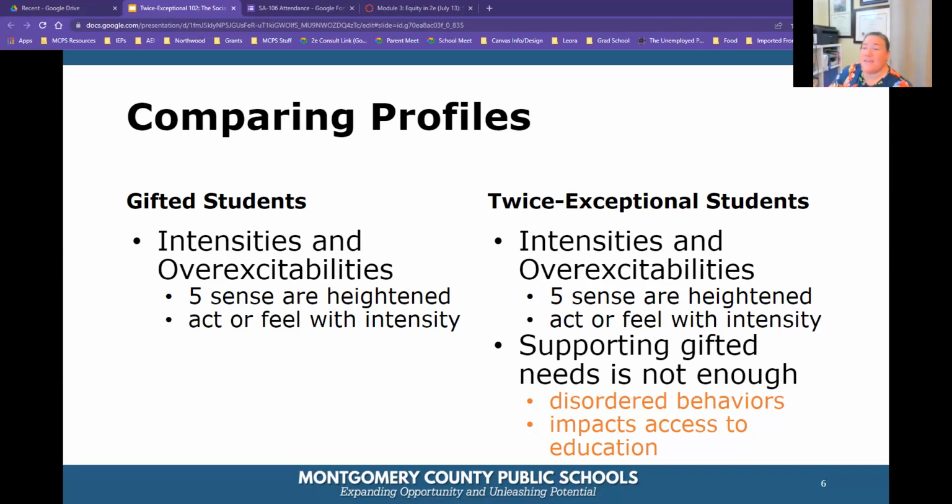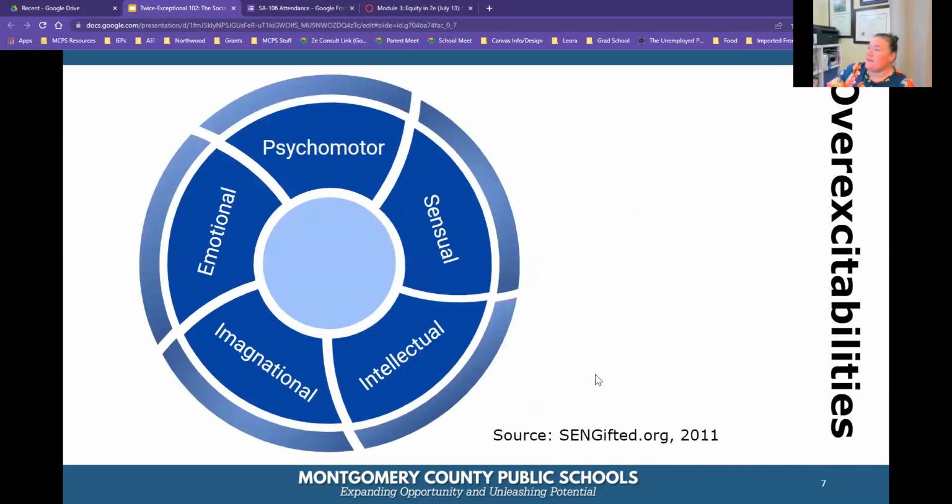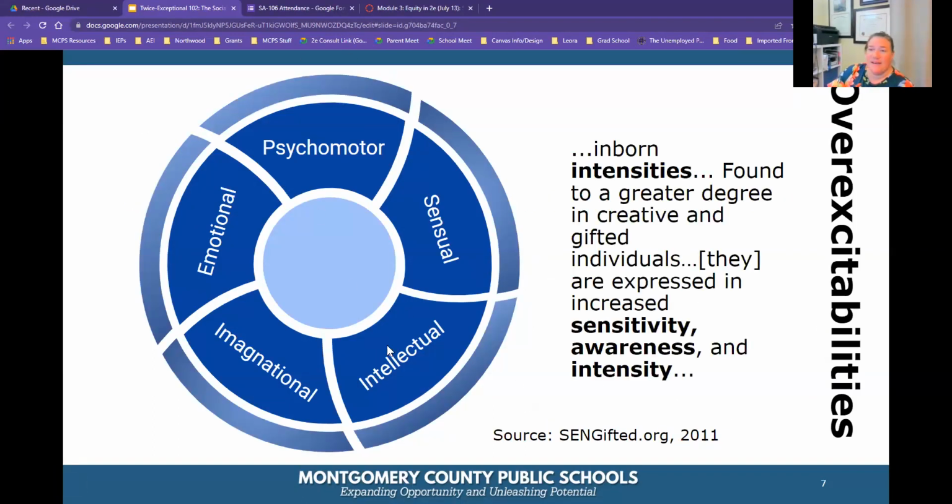So again, we were talking about how it's not just about supporting the gifted need or helping them manage the intensity, because the behaviors that we're seeing are either disordered or more highly impacted, and it is impacting their access to education. This is where my little happy thing on overexcitability is, but you guys have seen this in the module, so I'm going to keep going.